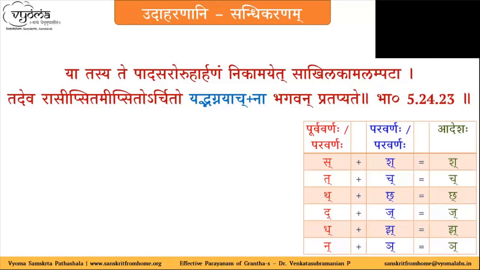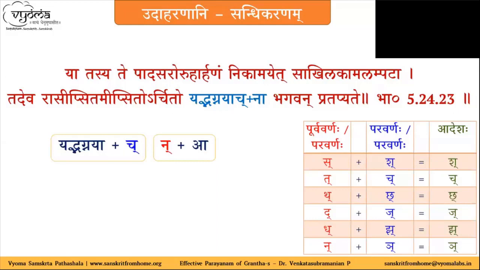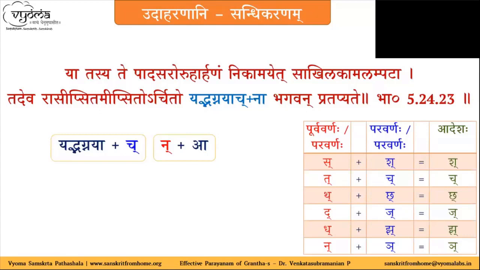Okay. So the Purvarna is Cha and the Parvarna is Na. And as per the table, since the first part of the table says Na could be either the Purvarna or the Parvarna, but the rule will be Na plus anything is equal to Nya. So the Adesha will be Nya in this case.